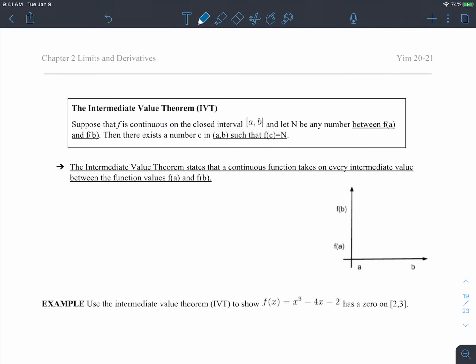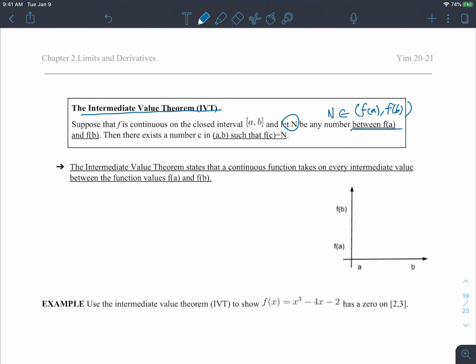So we're talking about the intermediate value theorem, guys, okay? Suppose that function f is continuous on a closed interval [a, b], and let n be a real number between f of a and f of b. That'll be the notation that we use. The word between means you do not include the endpoint. Hence, it is an open interval.